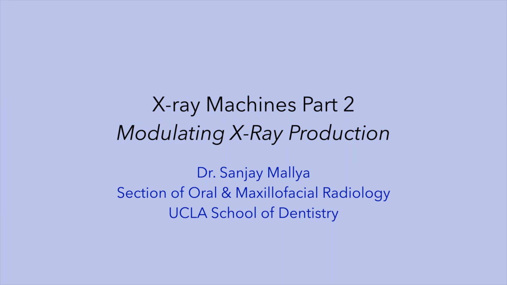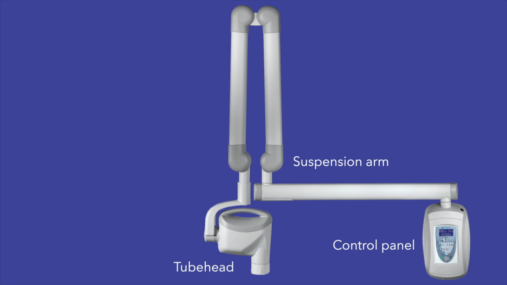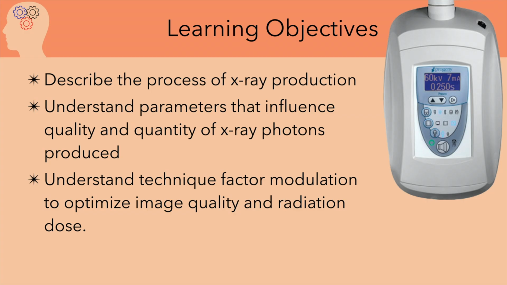In this video, I will discuss the process of making X-rays and modulating X-ray production. The control panel of an X-ray unit allows you to set parameters to modulate X-ray production. In this video, we will discuss the parameters that influence the quantity and quality of X-ray photons and why you should modulate them in order to make good radiographic images.